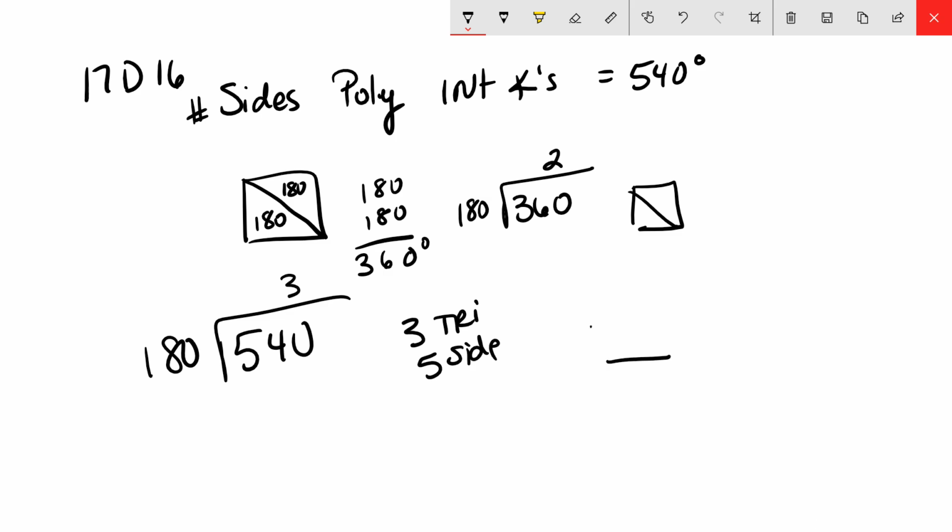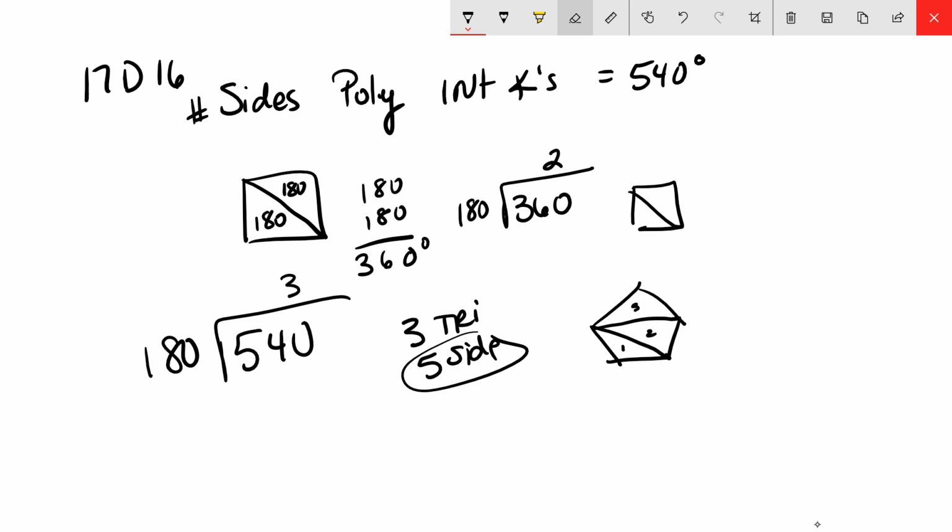So if I do this right here, okay, 1, 2, 3, 4, 5 sides, there's 1 triangle, and there's that. So there's 1, 2, 3 triangles here, okay? So that's how that's going to wind up going. So my answer was there are 5 sides.